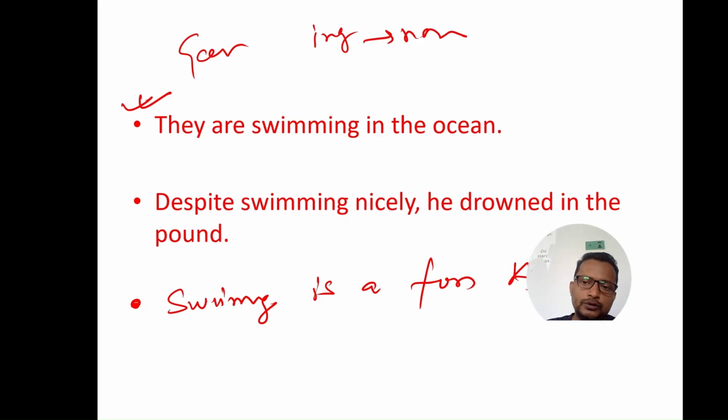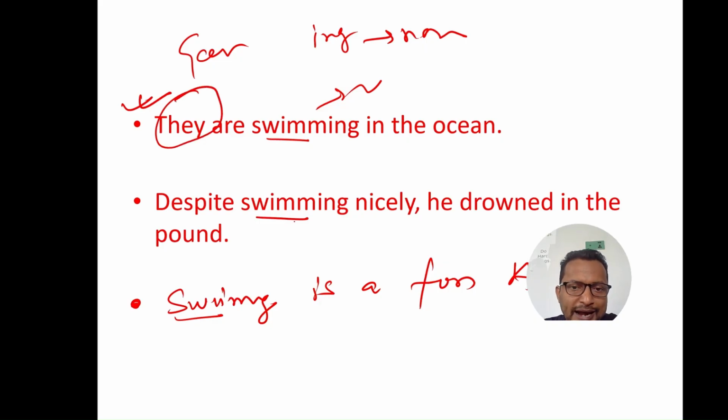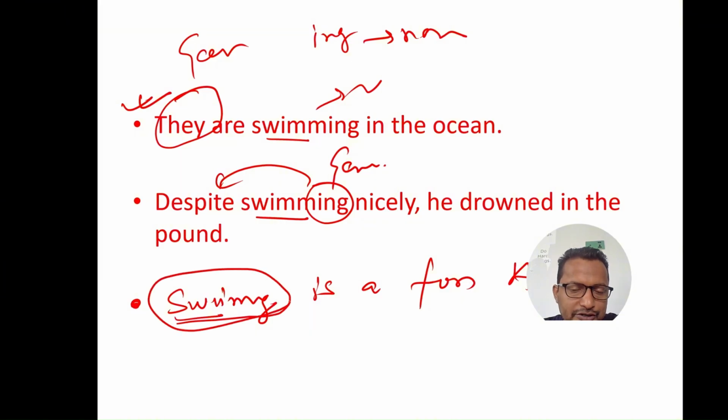Okay, so now in these three sentences, it is swimming, swimming, swimming. But here swimming is acting as a verb because they are swimming. It is showing the action that the people are doing, right? Despite swimming, here also swimming is coming as the ing form of verb acting as a gerund. Now in this sentence, swimming is a fun activity. Swimming is acting as a noun here. It is denoting the noun, a form of activity, right?